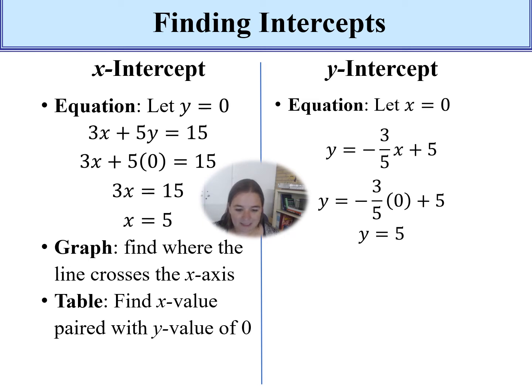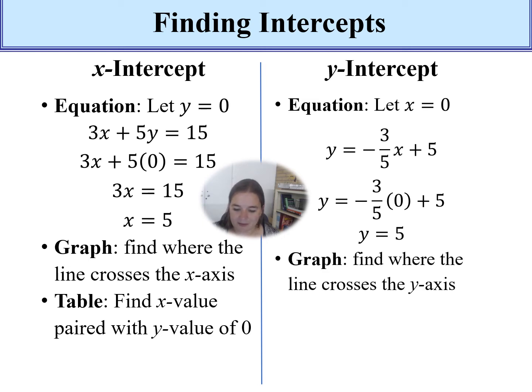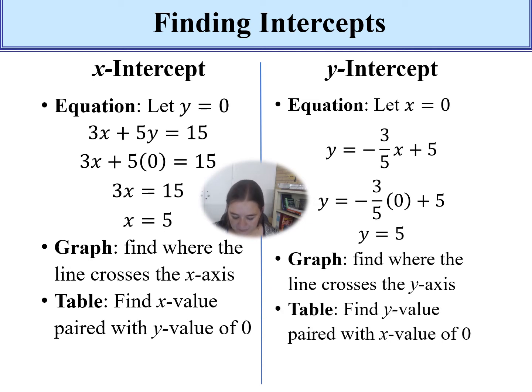Again, like with x, if I have a graph, I find where the line crosses the y-axis to find the y-intercept. If I have a table, I look for the y value that's paired with an x value of 0. So there are three different ways that I can find my x or y intercept, depending on what information I'm given.